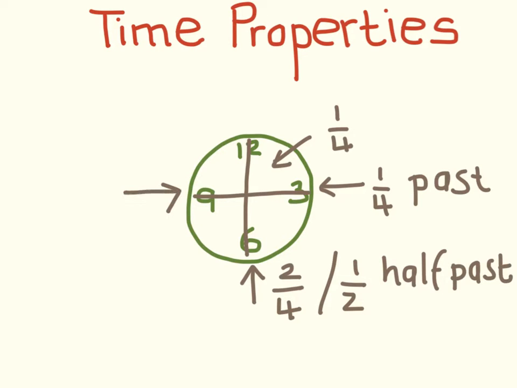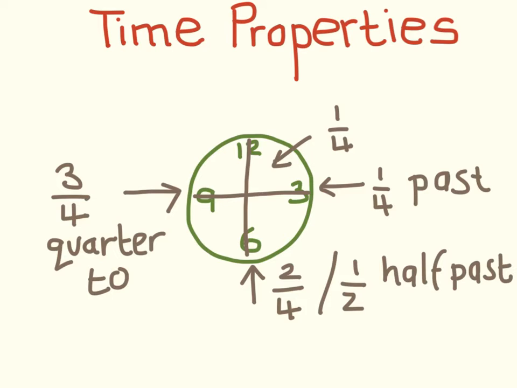If the minute hand then reaches the 9, it's been round 3/4 of the clock, which is the same as 1/4 to. And once it reaches back up to the 12, that becomes o'clock because it's been 4/4 or all of the way around.